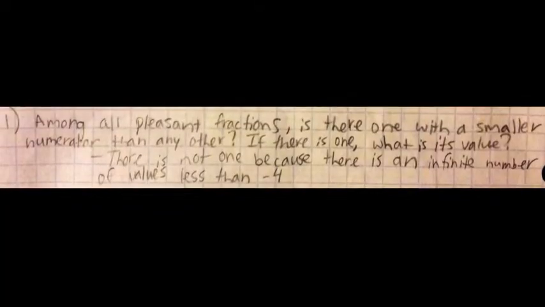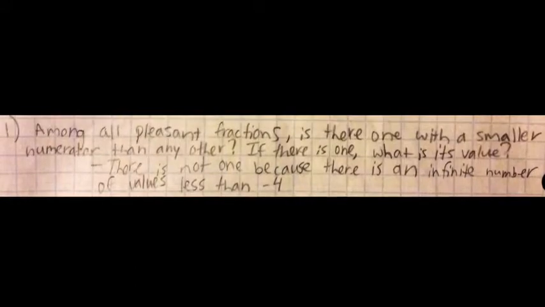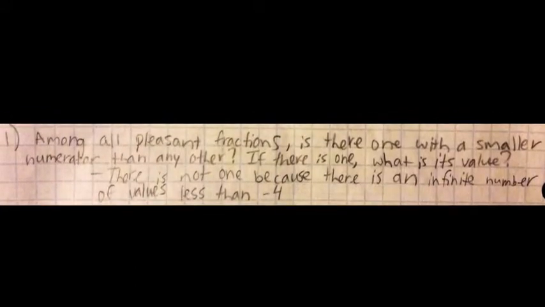So, to solve our first question: among all pleasant fractions, is there one with a smaller numerator than any other? If there is one, what is its value? There is not one, because there is an infinite number of values less than negative 4. Our second question is, among all pleasant fractions, is there one with a larger numerator than any other? If there is one, what is its value? There is not one, because there are an infinite number of values greater than 3.